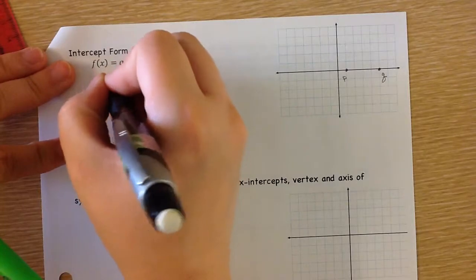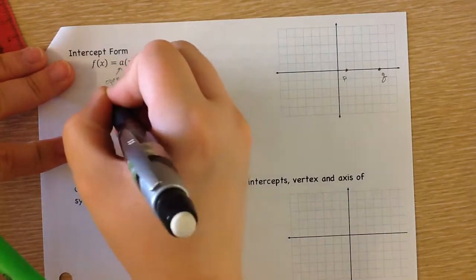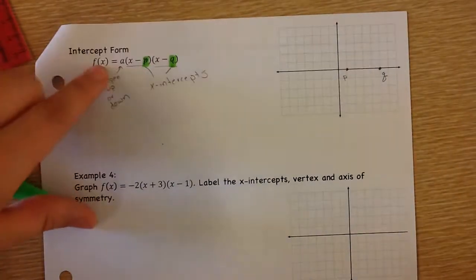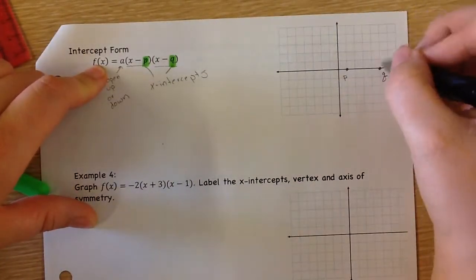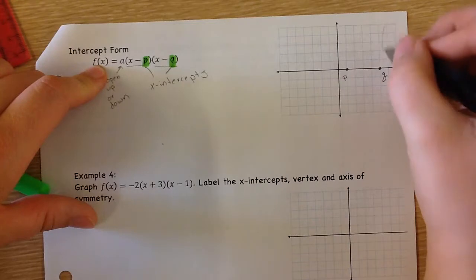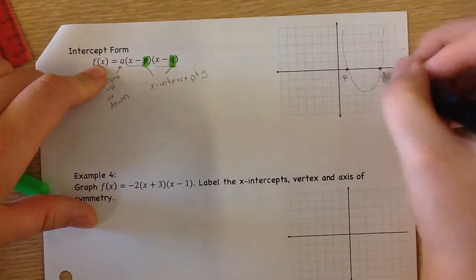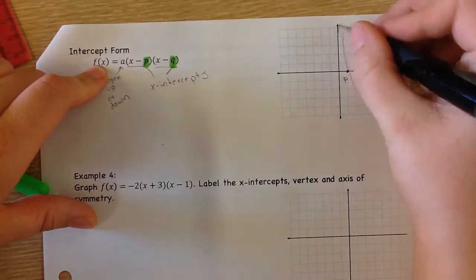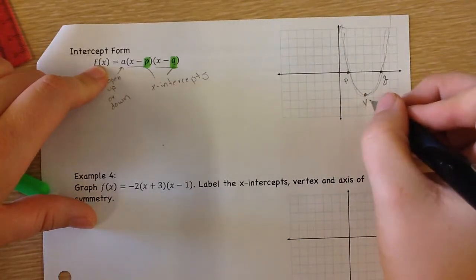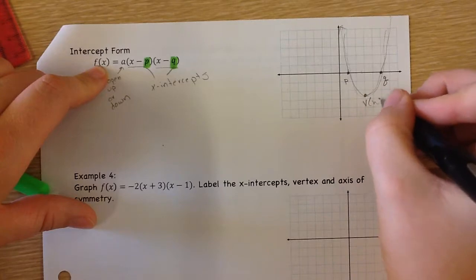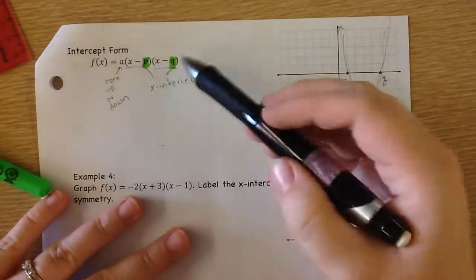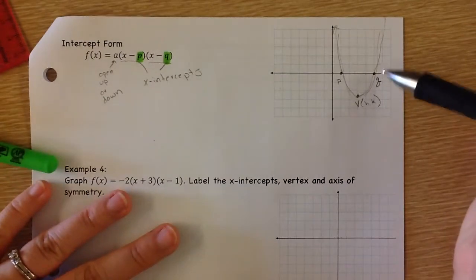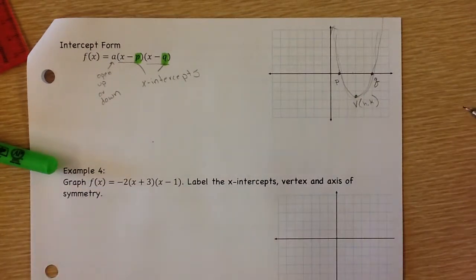Again, this a determines whether it opens up or down. If a is positive, it's going to open up. So I know my parabola would look something like this, and the vertex occurs smack dab in the middle of p and q. So there's my vertex. Again, it still has an h, k, but you can't tell your h and k from this. The only reason intercept form is useful is you can very easily see those x-intercepts.